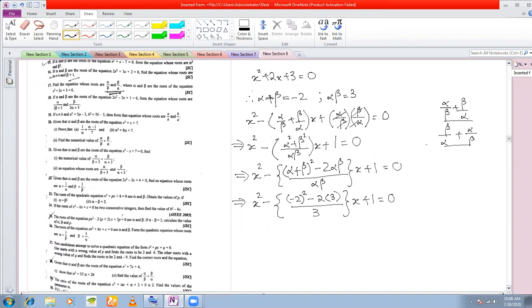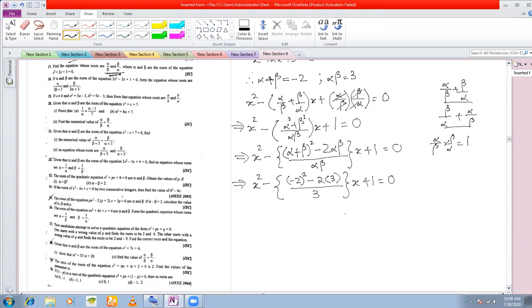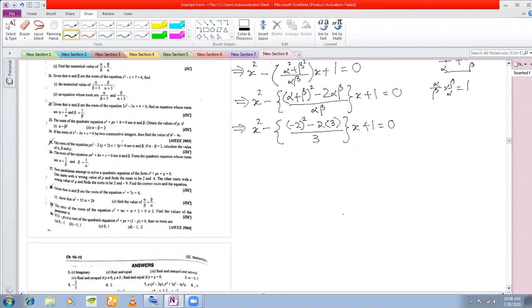So therefore, whatever the sum of the roots that you get are actually symmetric functions. Even the product of the roots is a symmetric function, because if you take the product alpha by beta into beta by alpha, which is equal to 1, and 1 is a symmetric function. So that is what you need to observe: the sum of the roots that you are getting is a symmetric function, and also the product of the roots that you are getting is a symmetric function.